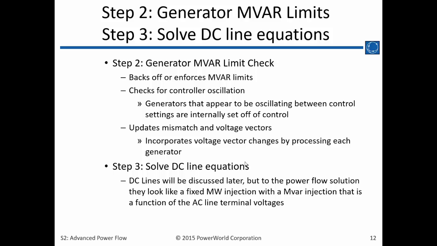There are situations where we see generators that oscillate back and forth. We have in Simulator an option that you can check to prevent controller oscillation, which means that if Simulator detects a device like a generator toggling back and forth between the same value more than 2 or 3 times, I think it's 3 times, it will turn off the control of that device and move on, because otherwise you get stuck in a never-ending loop of that device toggling back and forth and you don't get to your solution. And then it updates the mismatch and voltage vectors and incorporates voltage vector changes by processing each generator.